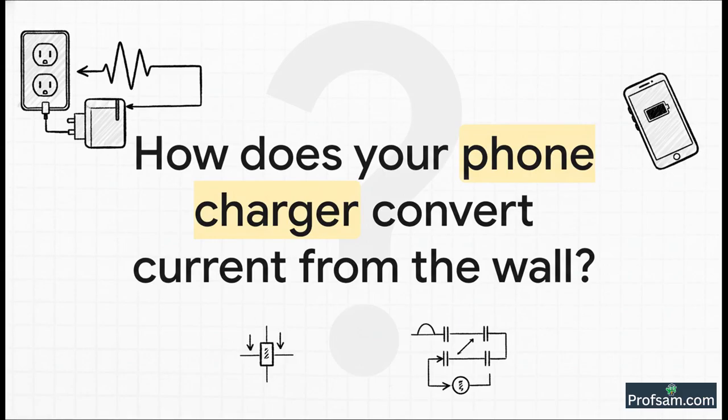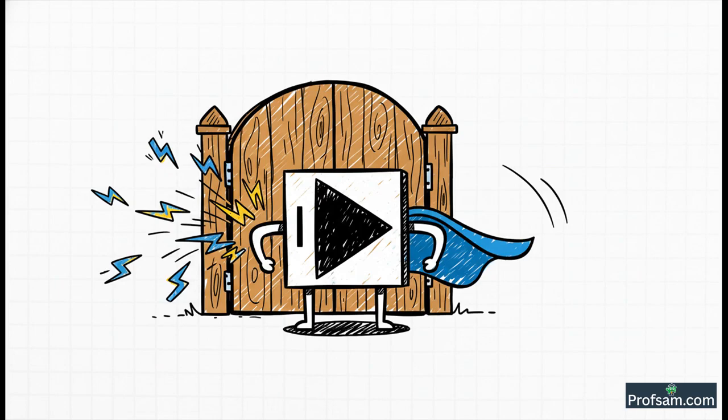You plug your phone charger into the wall every day, right? But have you ever stopped to think about what's actually happening inside that little box? The current from the socket is AC, but your phone battery needs DC. So how does your charger do that conversion? Well, the secret, the magic, you could say, is all thanks to a tiny but very, very powerful component. It's like an electronic gatekeeper, and its name is the diode. This is the real hero inside your charger, and actually inside almost every electronic device you own.